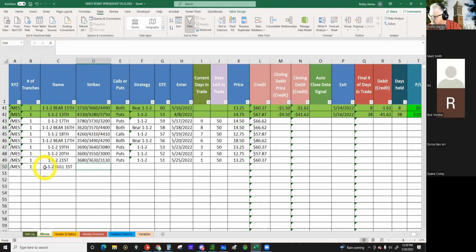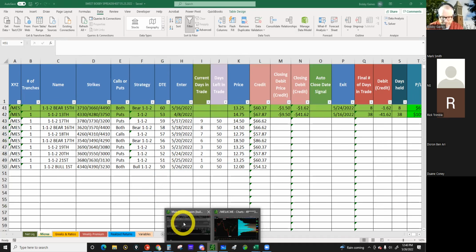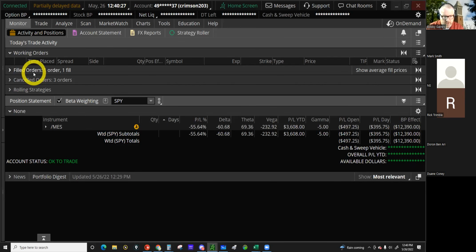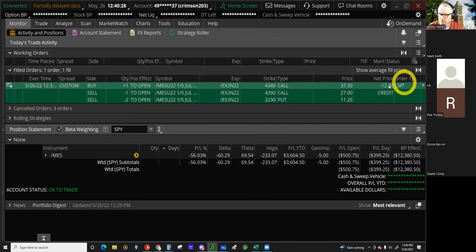Isn't that great? So we did the 43.40, 43.90, 32.30, and this is on both sides, right? Both puts and calls. And for the first time ever, we get to say that we're doing a bull 112. A bull 112 at 50 days out, 5/26/22. Yep, and we got filled for 12 even, wasn't it? Let's make sure that's right. 12 even. Yeah, beautiful. We got filled for 12 even.